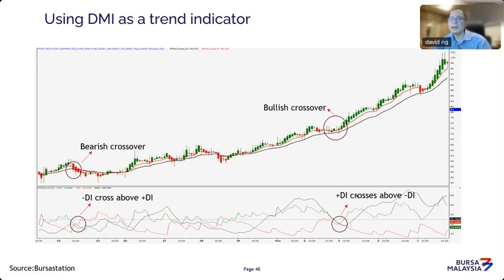So DMI in a sense will tell you the strength of the trend. It is useful in that regard. So if you are trading with a trend, you can incorporate DMI as part of your trading tool as well.